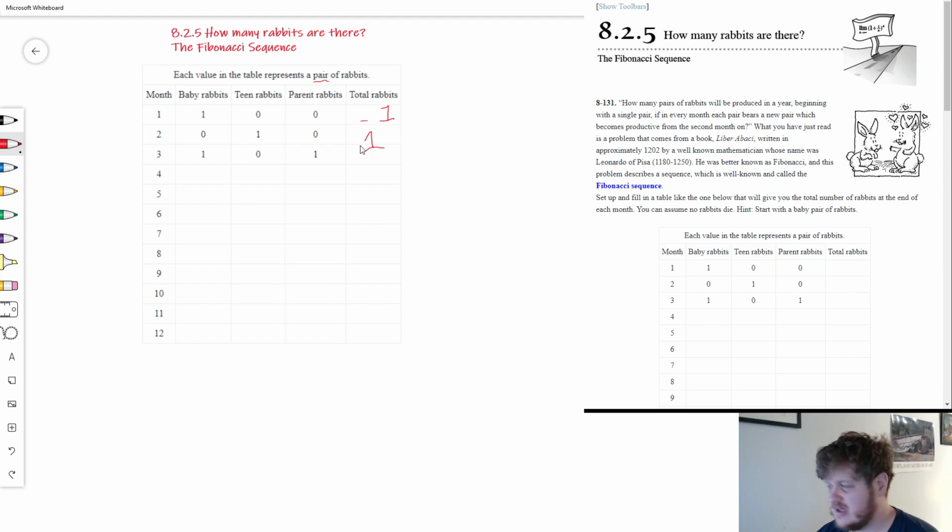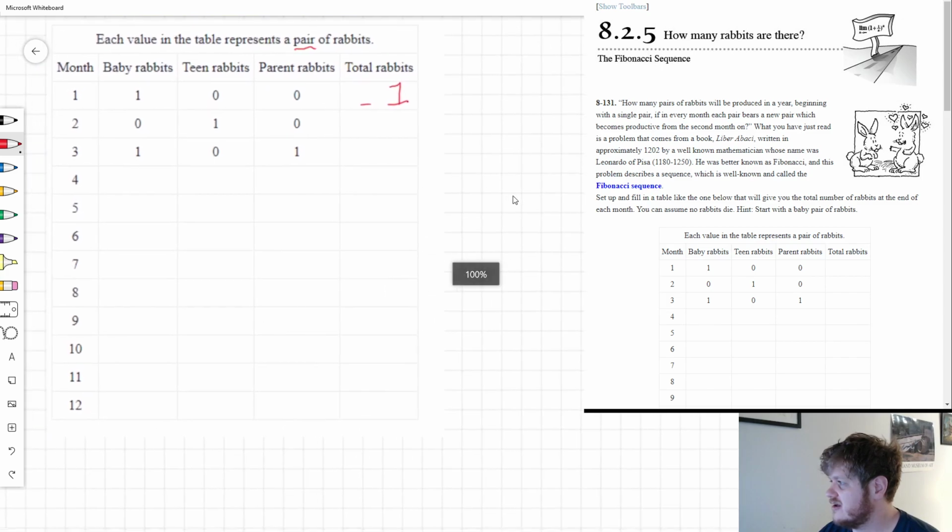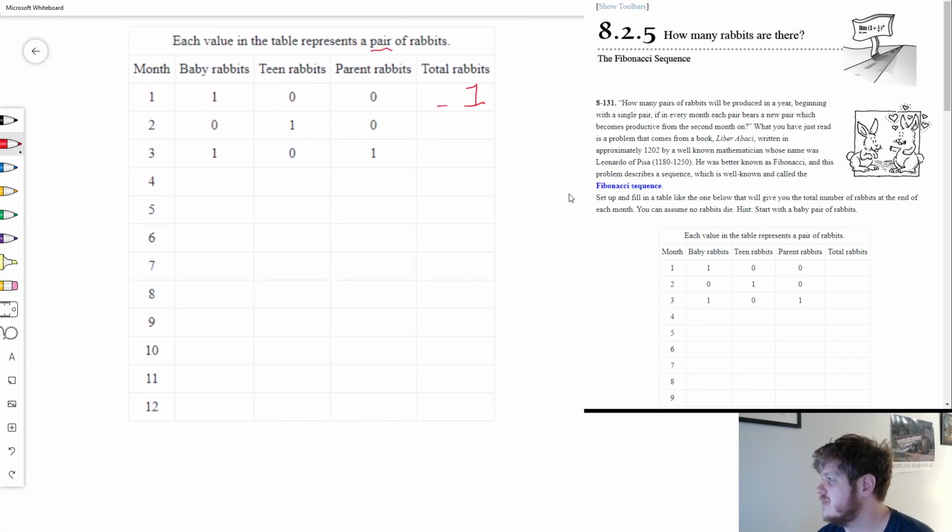Let me zoom in a little, just so then I can write a little bit tighter. So we have 1, and then over here, our rabbits reached maturity and they created some babies. So now we have 2 pairs of rabbits. In this next month, the parent rabbits are going to make another pair, so now we're going to have 1 here, 1 here, and 1 here. So now we have 3 pairs of rabbits.